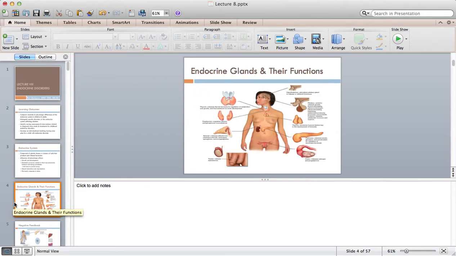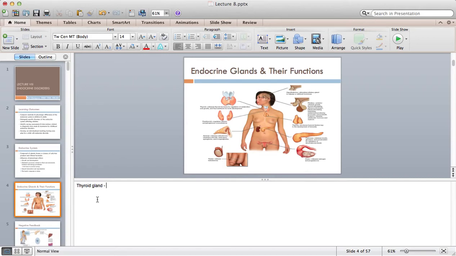So these are the endocrine glands that we have, and which you are all familiar with. What is the function of the thyroid gland? You can look at the picture and answer, or you can answer from your head. What does the thyroid gland do? Regulate metabolism and growth. Regulate metabolism and growth. Okay.